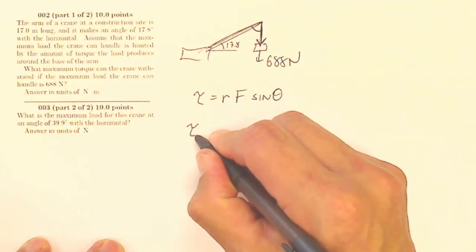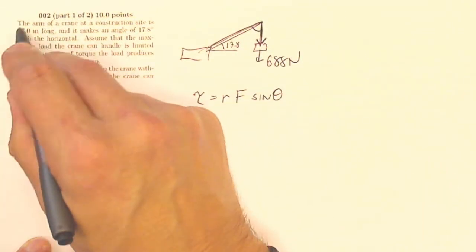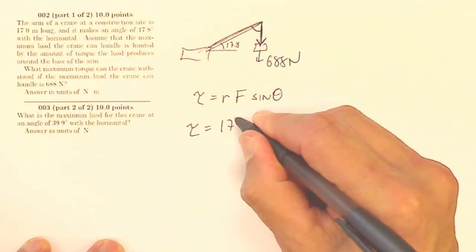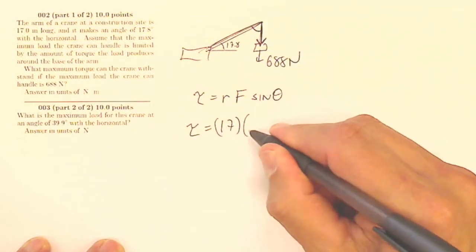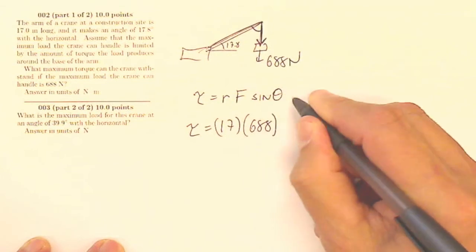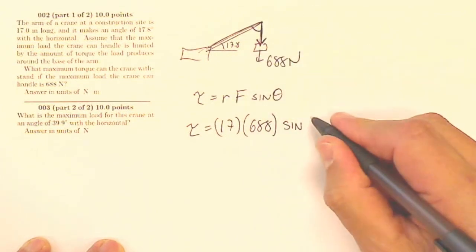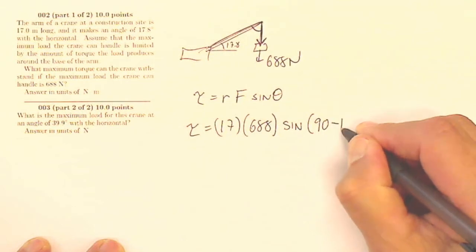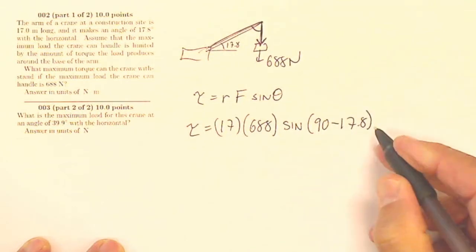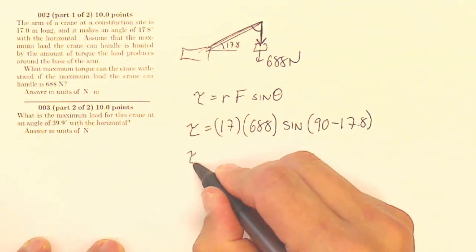So my torque is going to be my radius of 17-meter long crane times a force of 688 newtons times the sine of, now my theta is not going to be 17.8, but it's going to be 90 degrees minus 17.8 degrees. And that will give me my maximum torque.